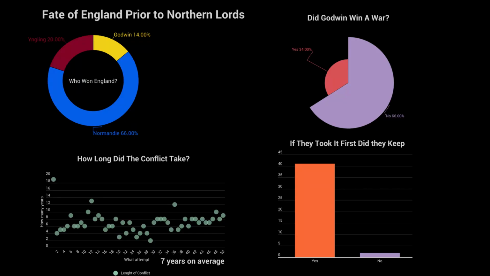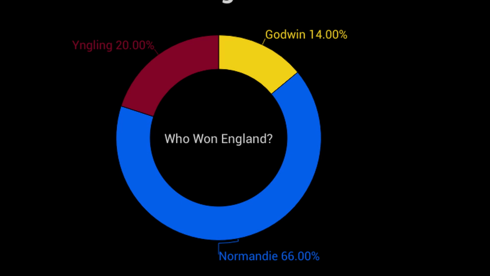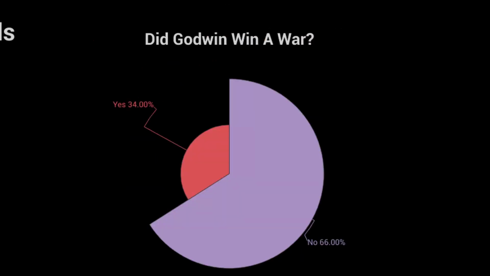Here's the data from the first time we observed this scenario 50 times. The first chart is showing us the winner of each of the 50 invasions, Godwin with 7, Yngling with 10, and Normandy with 33. The following is a chart showing how often Godwin was able to defeat one of his 2 opponents. As you can see, it only came about 34% of the time, or 17 times.